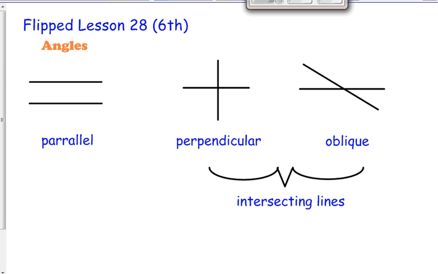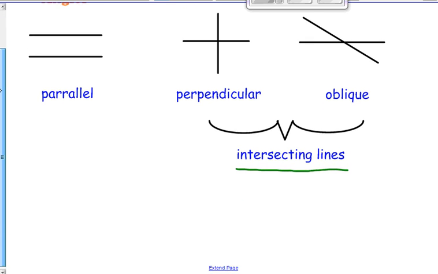But most angles come from either perpendicular lines or oblique lines, which are the groups of intersecting lines. And you can see the different ways that these two types of lines come together. And so understanding how lines intersect and how the relationship between lines helps us understand angles.